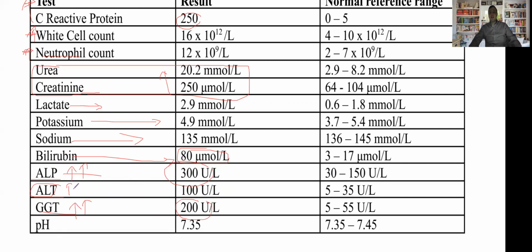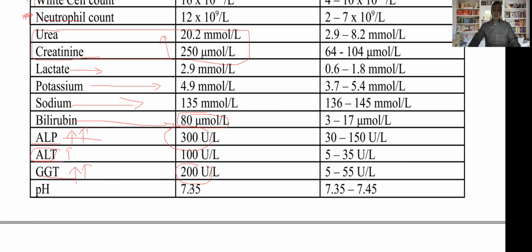And this is very characteristic for obstructive jaundice. So most likely this patient has an element of obstructive jaundice due to acute cholangitis. This is one of the top differential diagnoses you have to think about. pH is 7.35. This is normal, but it's on the low side. So the patient has an element of acidosis, given the rise of lactate.